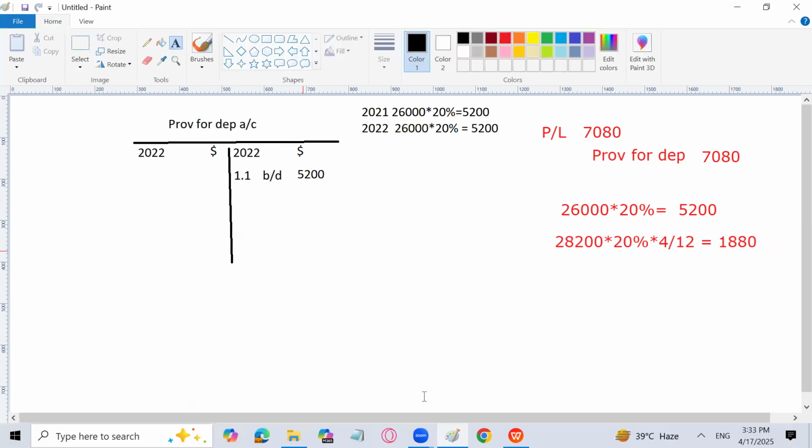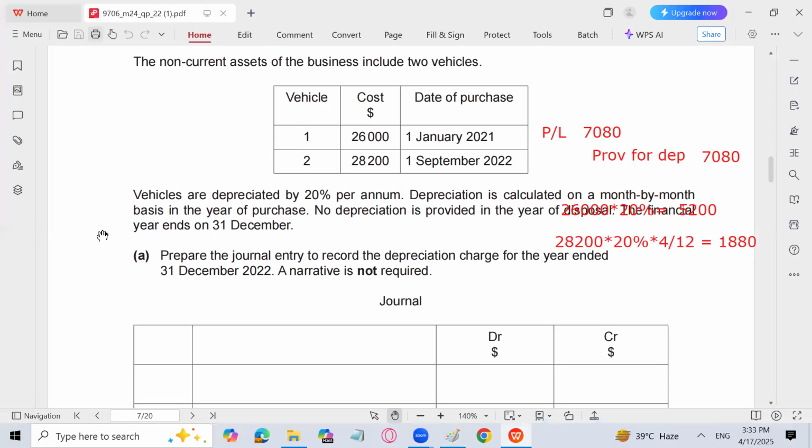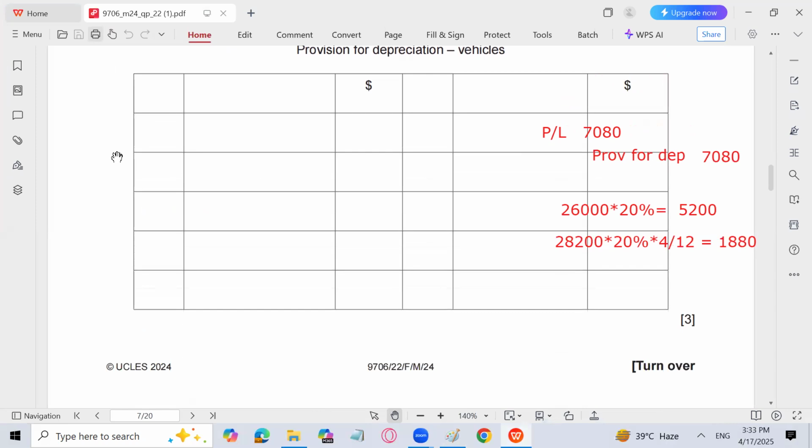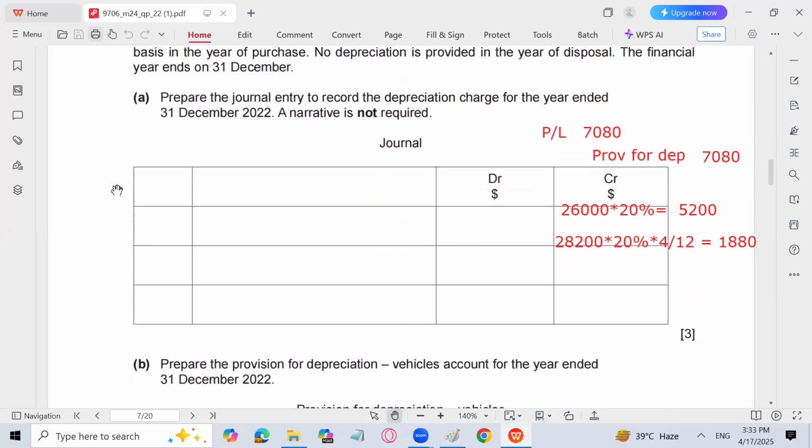Okay. Now, what happens? Any asset which has been sold? No. It's quite simple. That's why they have given only 3 marks.